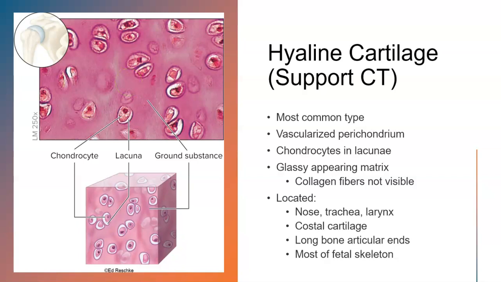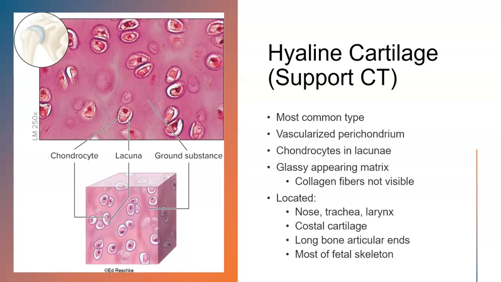So you find this in areas where things need to be able to move, but to go back to their normal shape, such as the tip of the nose, also in the trachea and the larynx, and of course all of those are part of your respiratory passages. Your costal cartilage, costal refers to the ribs, so the ribs attach to your sternum with pieces of hyaline cartilage.